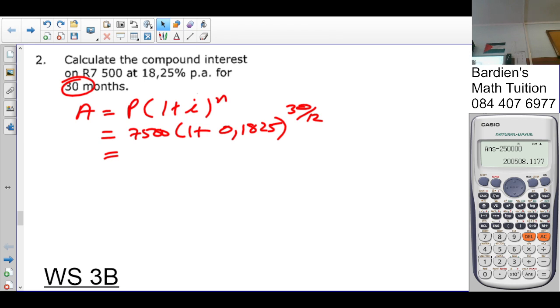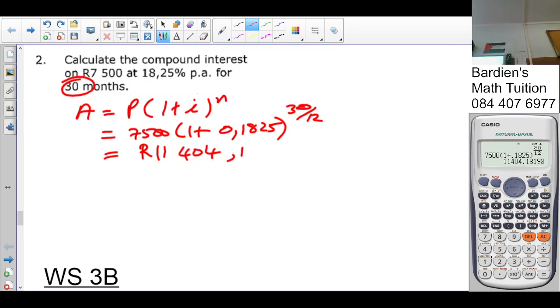Okay. So we go and say, okay, the 7,500 into 1 plus 0,1825 to the exponent 30 over 12. Why over 12? Because the n is your time in years. Okay, so that gives you 11,404 and 18 cents.